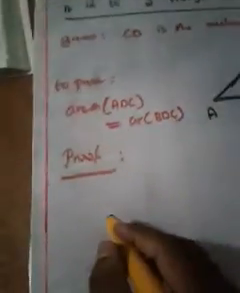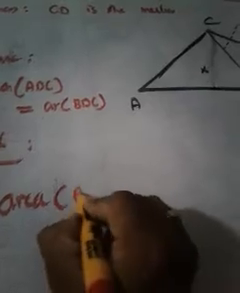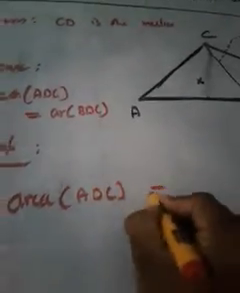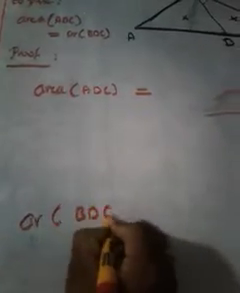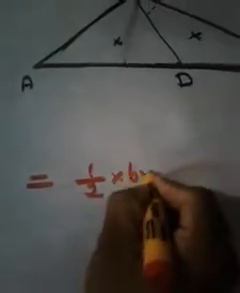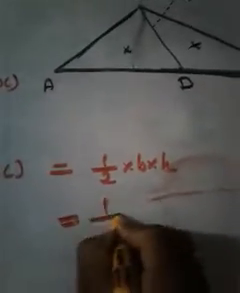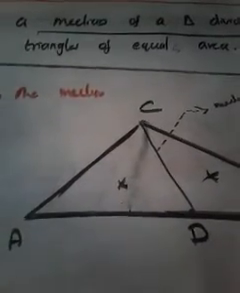Okay. So in order to prove that, let me calculate the area of both triangles separately. Area of ADC separately and area of BDC also separately. Then what is the formula for calculating the area of triangle ADC? Since it is a triangle, the formula is half into B into H. So which is the base of the triangle ADC? Can you say that? Of course, AD is the base.